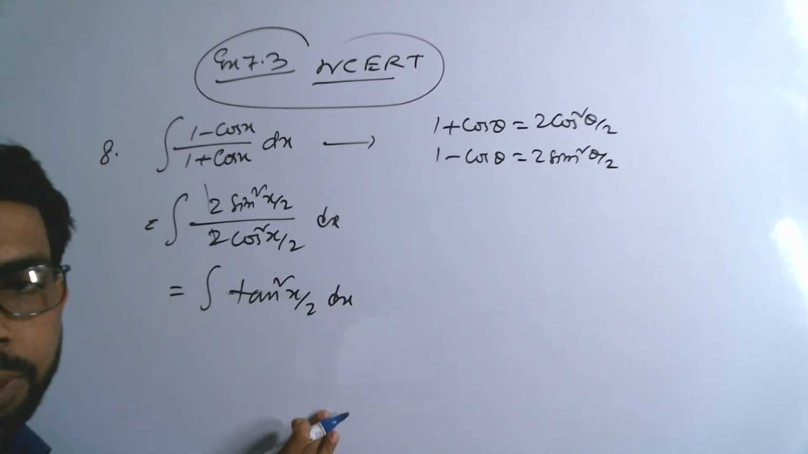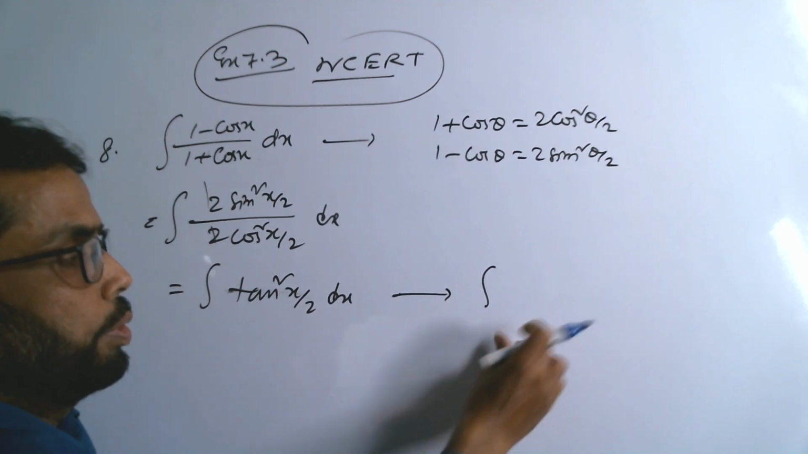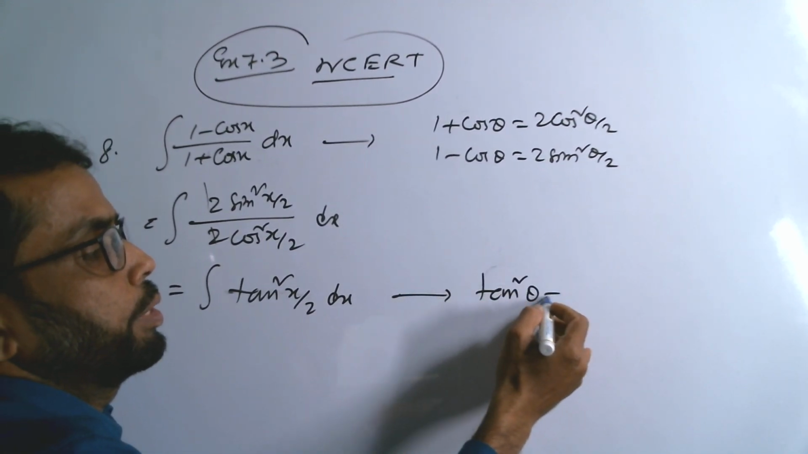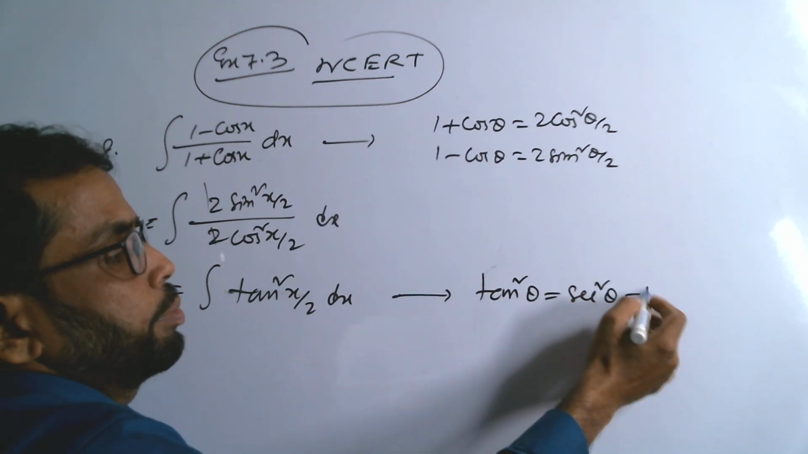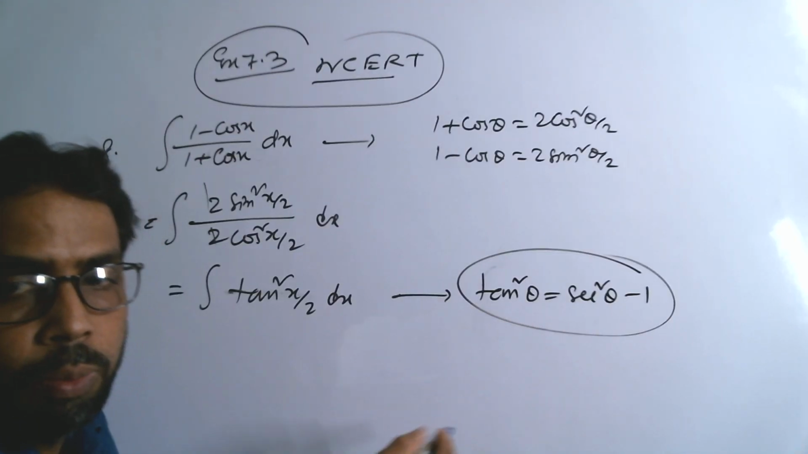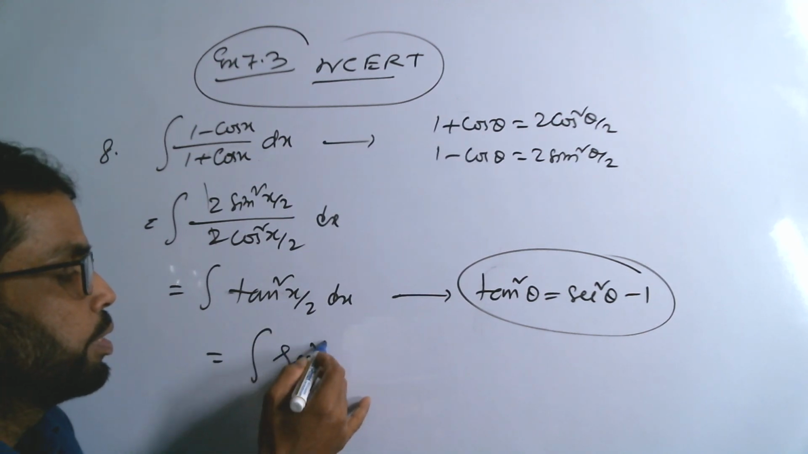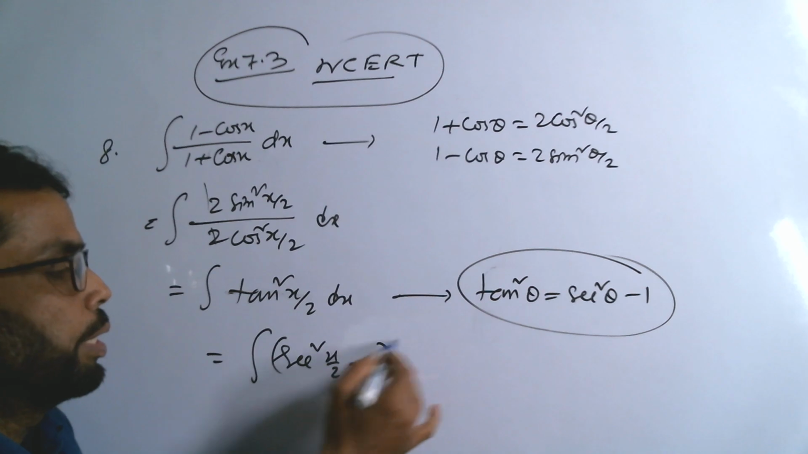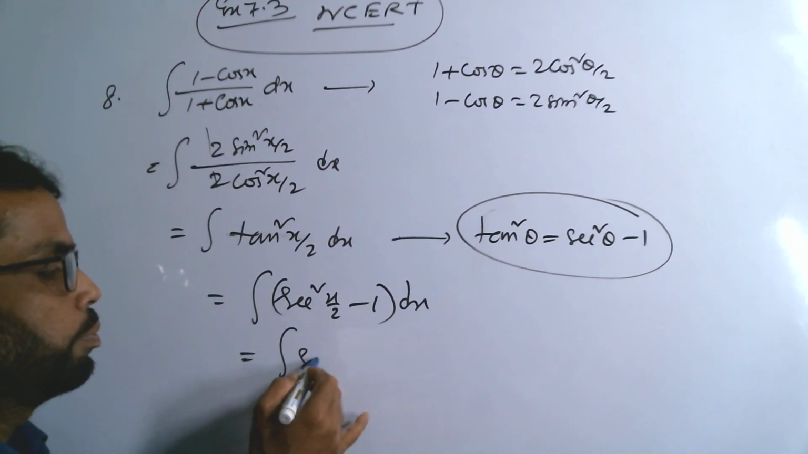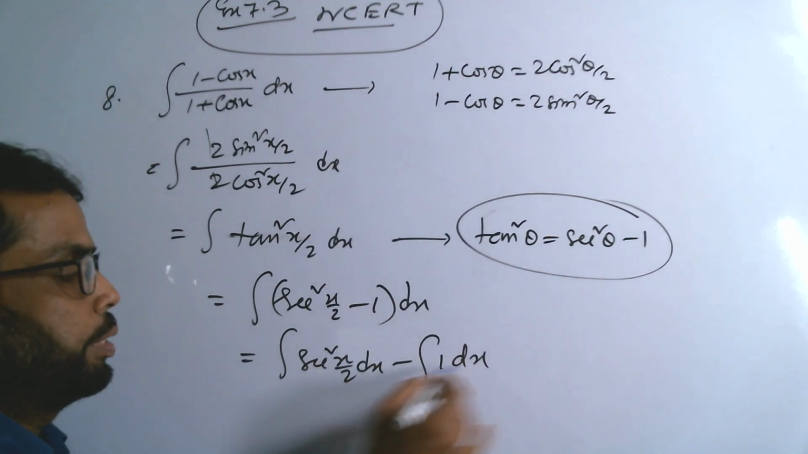Tan square. Now in integration there is no formula for tan square. So in integration tan square must always be converted to sec square minus 1. In integration no formula for tan square, but a sec square formula we have. So this tan square we are converting into sec square minus 1, and then separating the integrals: sec square x by 2 dx minus 1 dx.